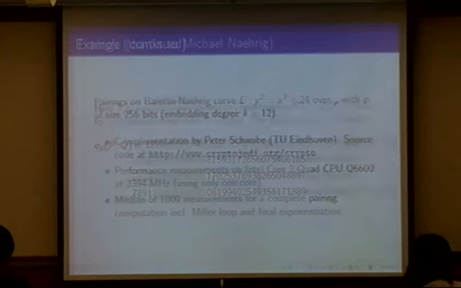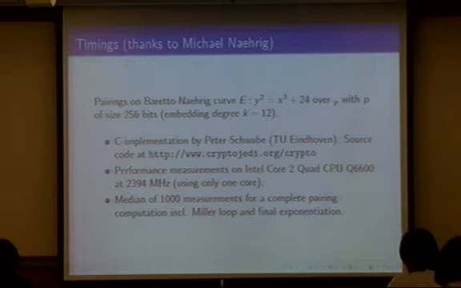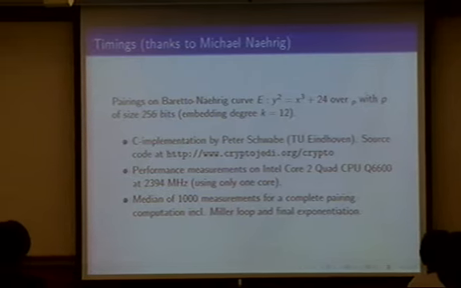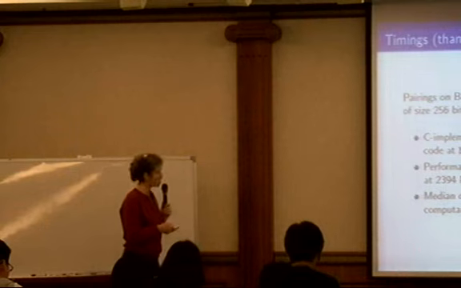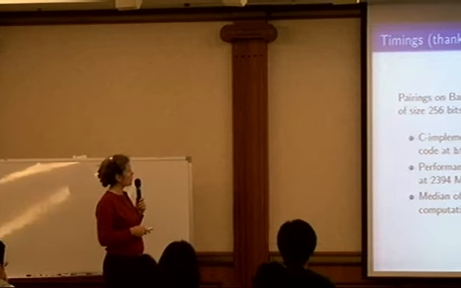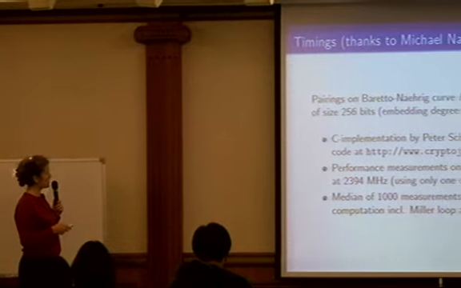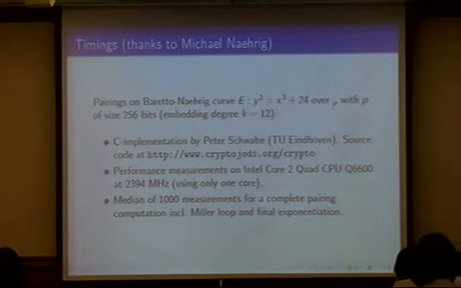Okay, so finally, just to give an idea of the timing, how much computational effort it takes to compute pairings on such a curve. Thanks to Michael Naehrig, he's the author of one of the pairing-friendly families of elliptic curves, the Barreto-Naehrig curves, and he's currently an intern at Microsoft Research in my group. He very kindly generated some timings for these implementations. So if you take an elliptic curve over Fp with p of size 256 bits, where the embedding degree is 12, there's a C implementation by Peter Schwabe for the European Union project for implementing pairings.